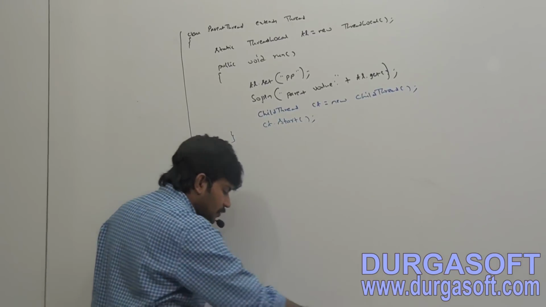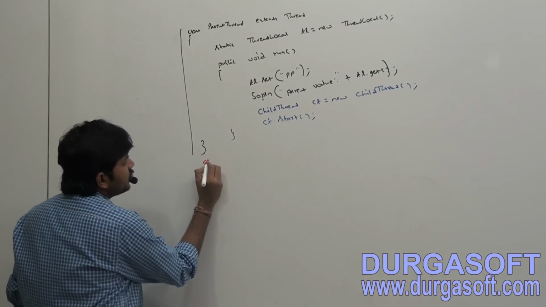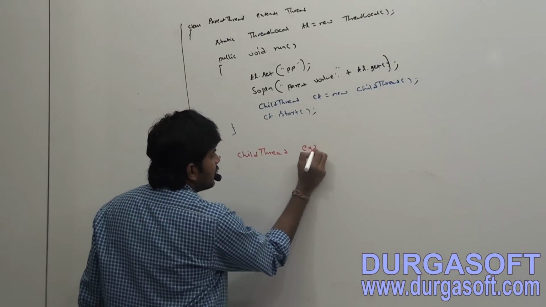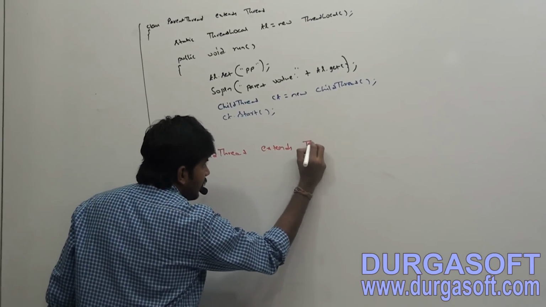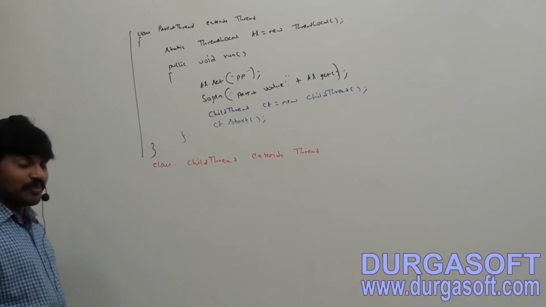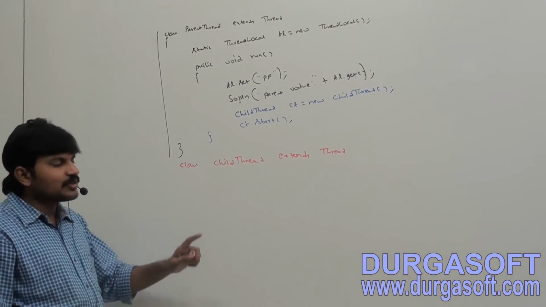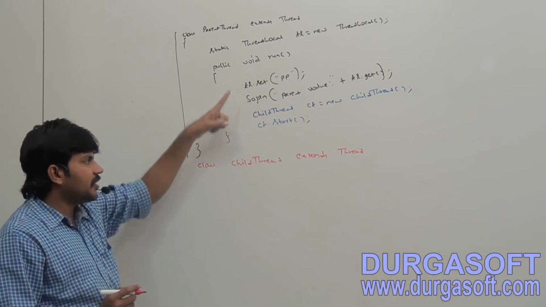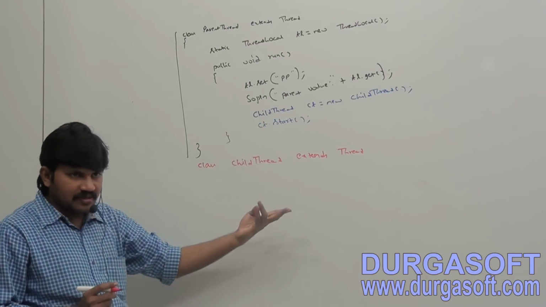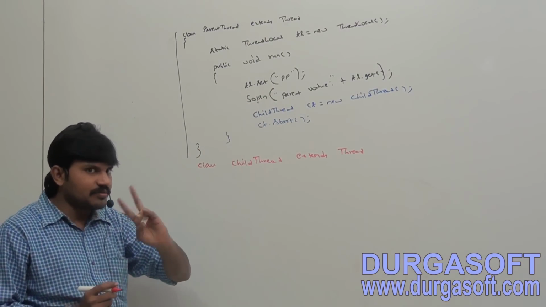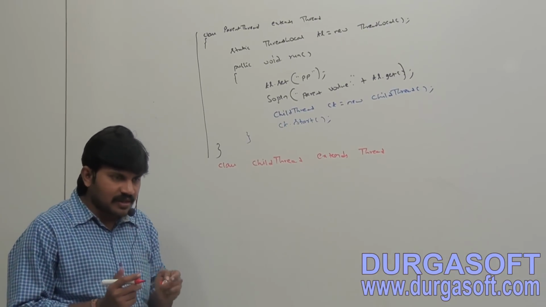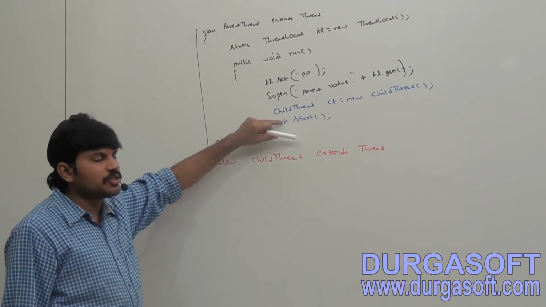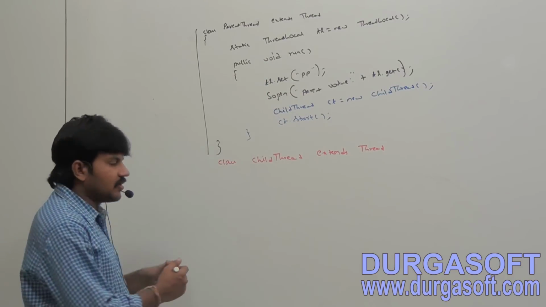Now my next job is class ChildThread extends Thread. It is not parent class and child class. It is parent thread and child thread, because the child thread object is created by the parent thread, and the child thread is started by the parent thread. That's why it is the parent thread, not the parent class. Observe the words: parent class is different, parent thread is different. Parent thread means the thread which starts another. So the child thread is started by which thread? The parent thread. That's why it is the parent thread, and it is the child thread.